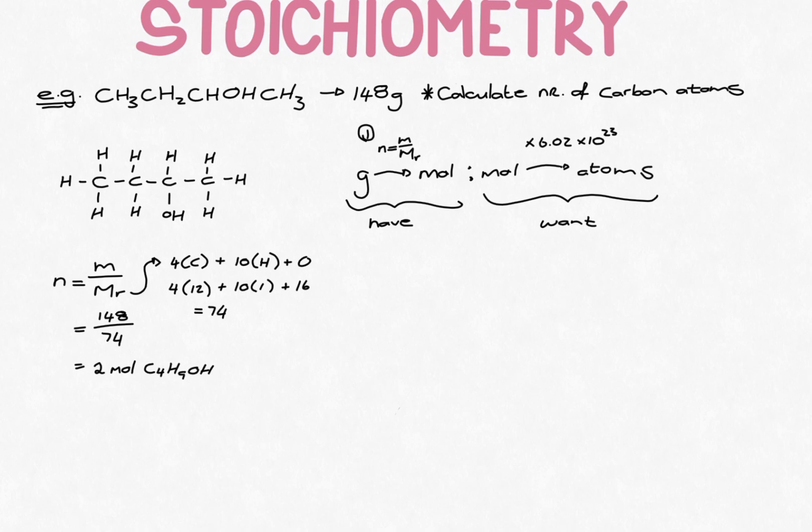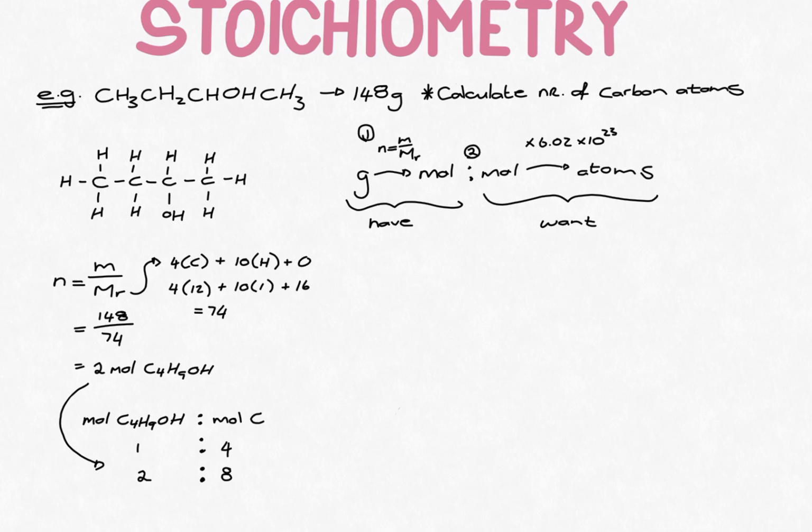We're then going to do step 2, which is our mole-mole ratio. This is where we move between what we have and what we want. We take the ratio of our alcohol to the carbon moles. We have 1 mole of our alcohol, and inside our alcohol we have 4 carbon atoms, so it's a ratio of 1 to 4. We calculated the actual moles of our alcohol as 2, so we double it and get 8 moles of carbon.